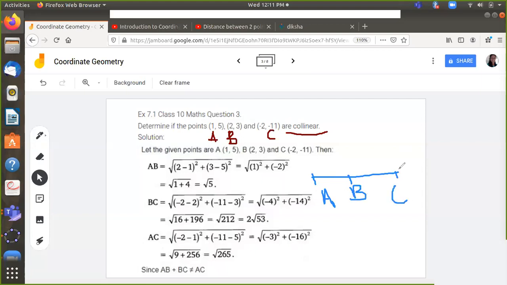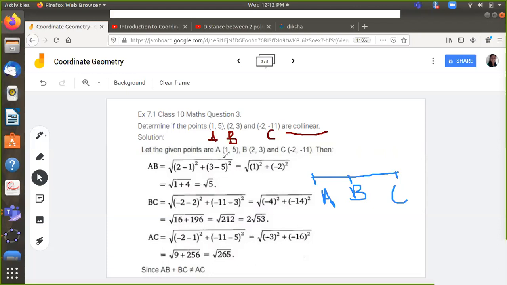So when they fall on a straight line, the condition that will be satisfied is when I take the distance AB and I take the distance BC and I add them, AB plus BC. If it is exactly equal to AC, then I can tell that the 3 points are collinear. So this is a condition that you have to remember. When are 3 points collinear? 3 points will be collinear if the sum of distances between them is equal to the total distance between the first and the third point. That is AB plus BC. If it is equal to your AC, then I can conclude that A, B, and C are collinear.